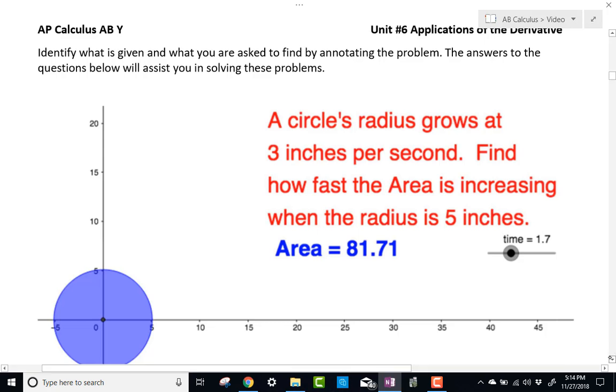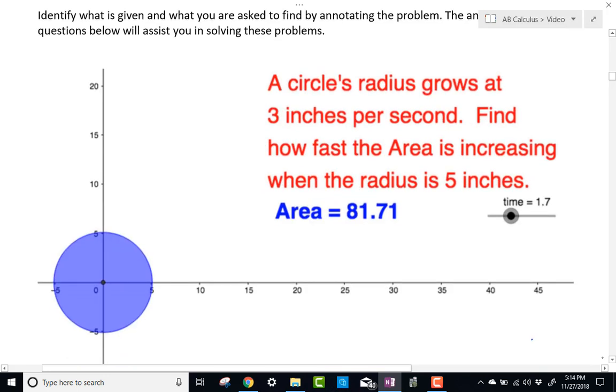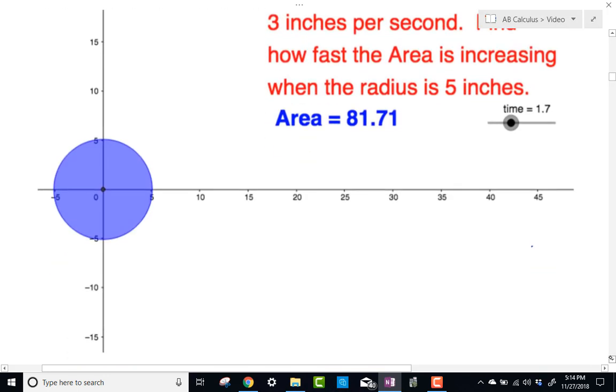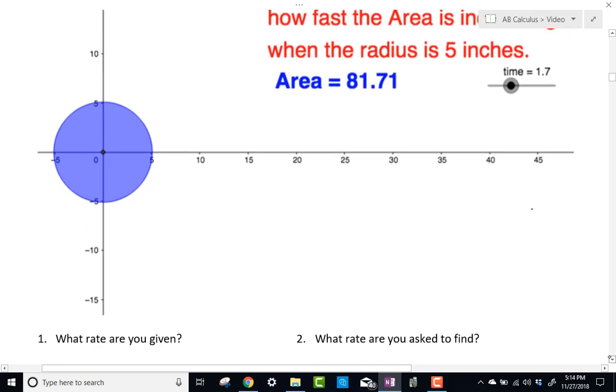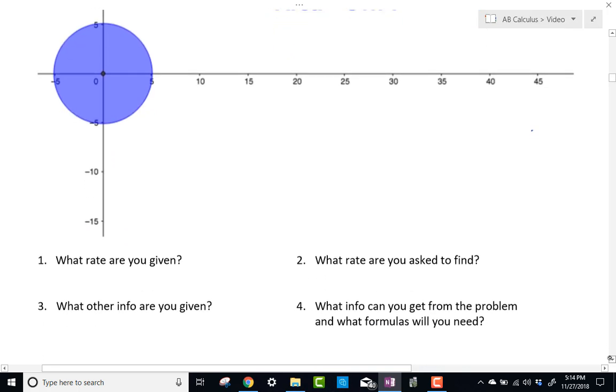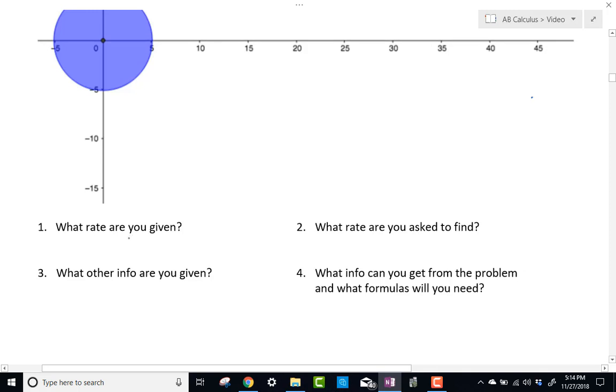Okay, so I'm going to take a look at this. Maybe, there we go. And we're just going to take a look at what we've got, what's given to us, and what we can do with this problem. Okay, so it says, first of all, what rate are you given? As soon as I see this, again, I saw that the radius grows at a rate of 3 inches per second. Well, that means that dr dt, so that's the change in the radius with respect to time, dr dt is 3 inches per second. Okay, so that was a given rate that I can use later on.